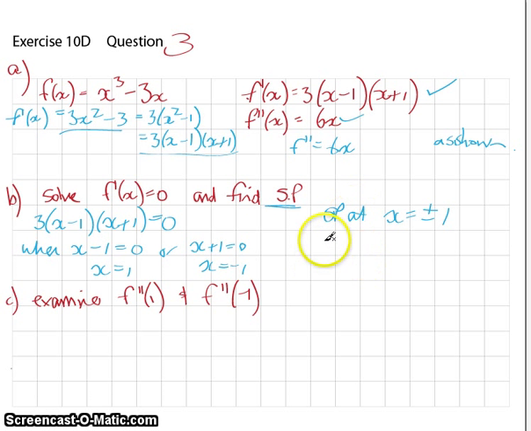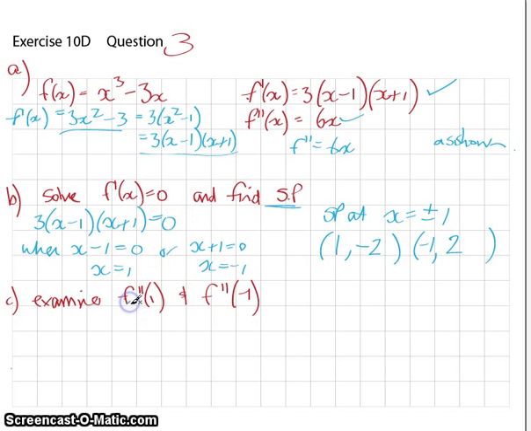Let's find the coordinates. At plus 1 or minus 1, we want the y coordinate, so we need to look at this function here, x cubed minus 3x. So 1 cubed is 1, minus 3 times 1, so it's 1 minus 3, which is minus 2. And then we work out the next one, which is minus 1 cubed, so that's minus 1. Minus 3 times minus 1 is plus 3, so we've got minus 1 plus 3, which gives me 2. So there's my two stationary points.